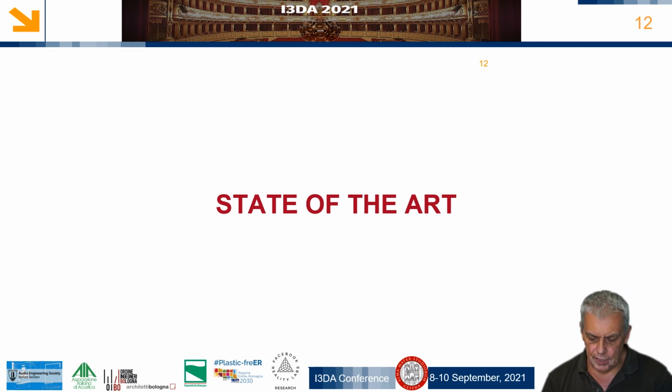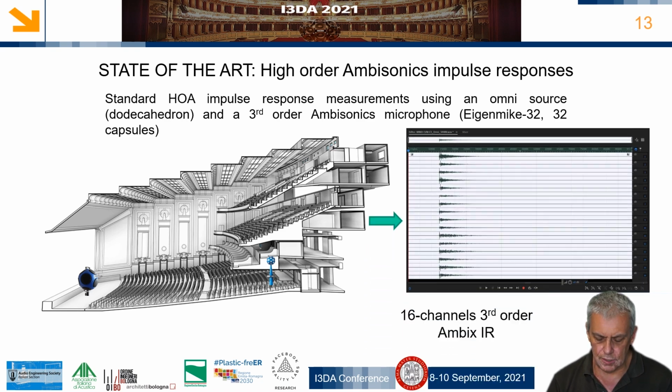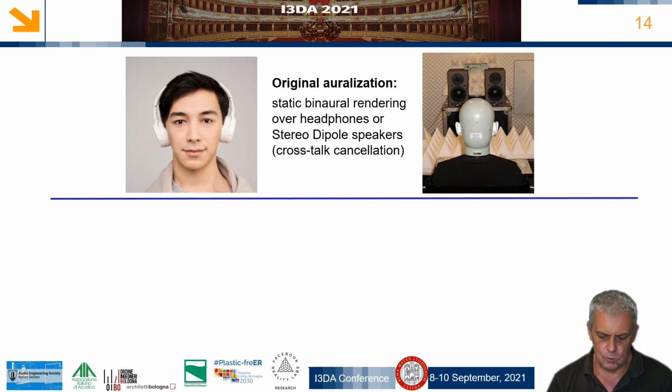Here we see the state of the art when applied to archaeoacoustics, so acoustical rendering of historical buildings or sites. In the building, in this case an historical theater, we use a sound source, an omnidirectional dodecahedron loudspeaker, and a microphone array. This is an Eigenmike, a spherical microphone array for high-order ambisonics capture. The result in this case is a measured impulse response with 16 channels, because it is a third-order Ambix impulse response. And there is only one because this is an omnidirectional mono source. Of course, you can repeat it with different source positions.